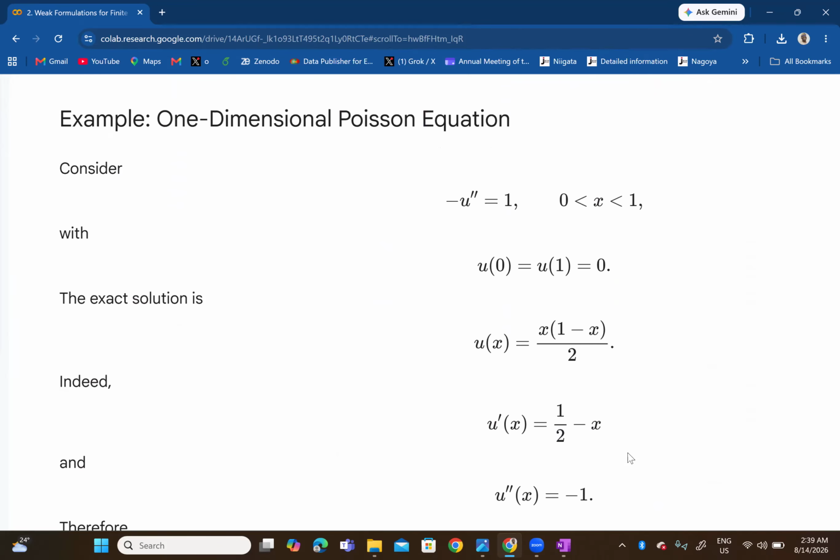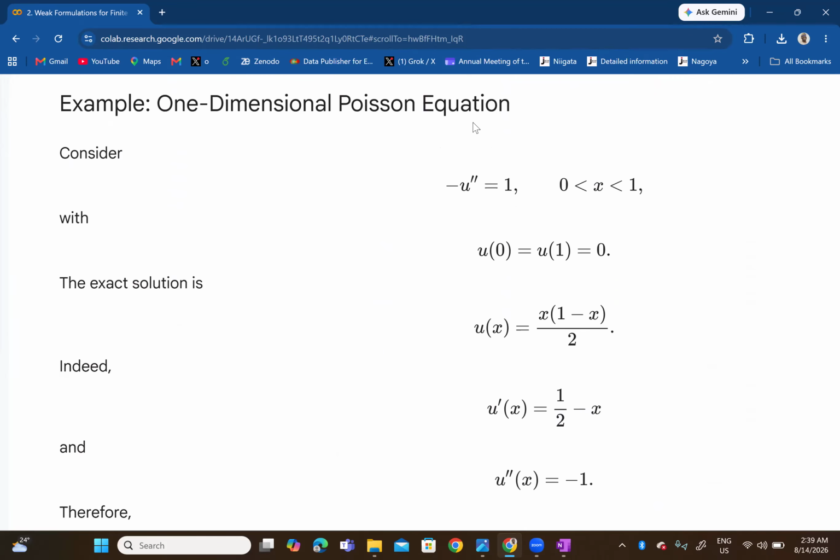So let's take a simple example here. For a one-dimensional Poisson equation, consider minus u prime prime equals 1. So f of x now is simply equal to 1, not any other function. It's normally a function of x, but we simplify it here to make it just 1. This means you have minus d squared u dx squared equals 1, for 0 less than or equal to x, less than or equal to 1.